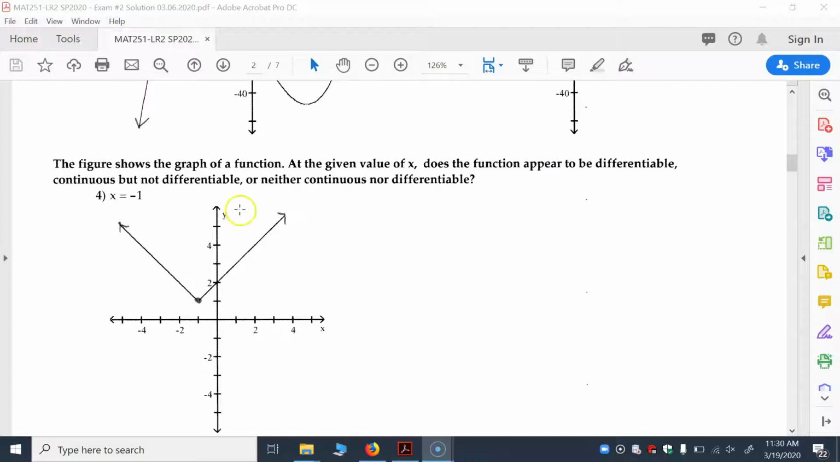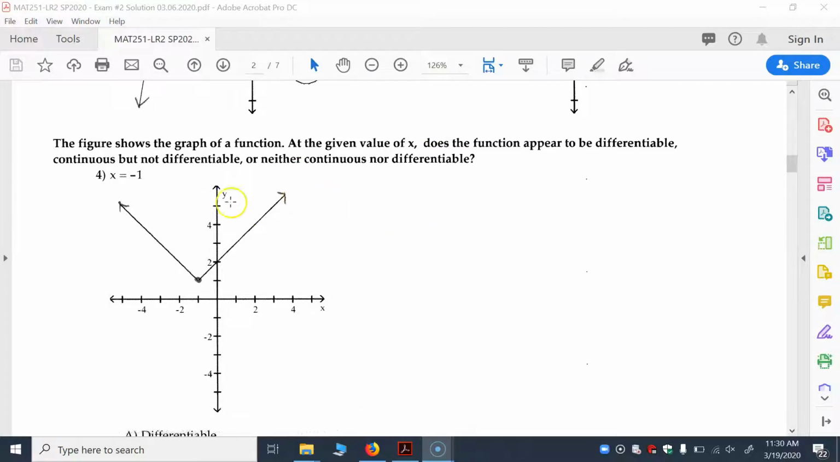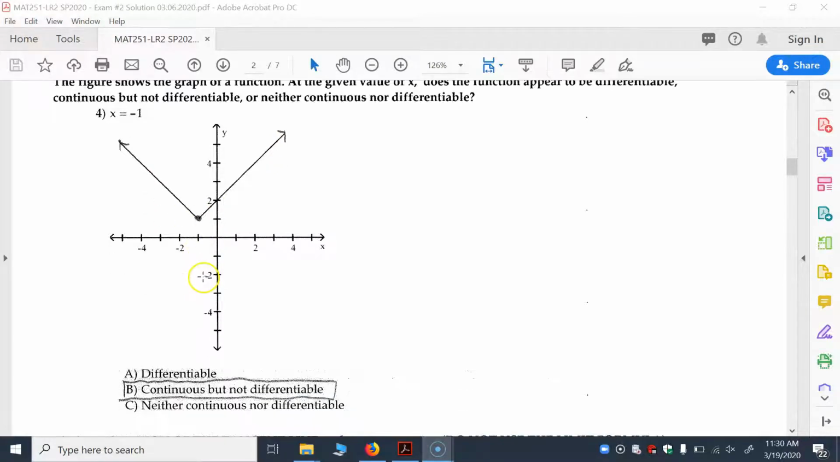All right, this is multiple choice. The figure shows the graph of a function. At the given value of x, does the function appear to be differentiable, continuous but not differentiable, or neither continuous nor differentiable? Notice we do have a continuous function here, but it is continuous but not differentiable because this is what we would call a corner point.